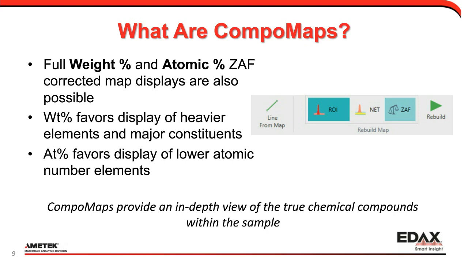Now, if we were to look at an atomic percent map, which is another one of the options available to us in the CompoMaps, those are going to favor the display of lower atomic number elements. Elements like carbon, oxygen, nitrogen, because they don't provide a whole lot of weight percent contribution, these are the lower atomic mass elements, they are going to be underrepresented in the weight percent map. But when we look at them in compound formula, then they provide a more equal display of their contribution into the map display. So what is CompoMaps?